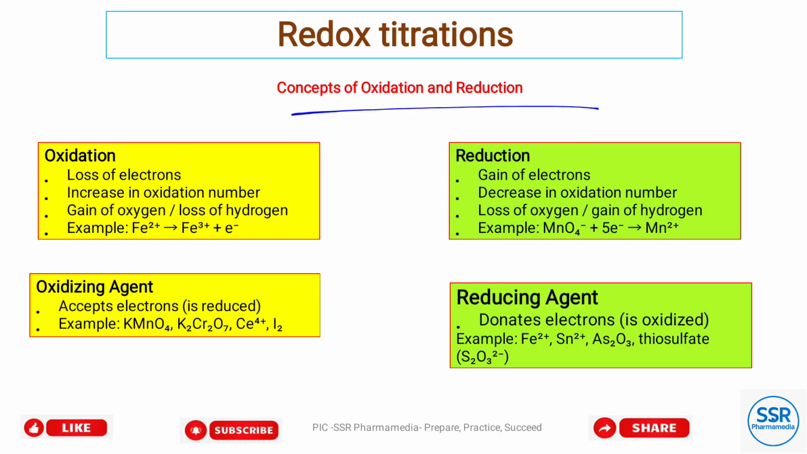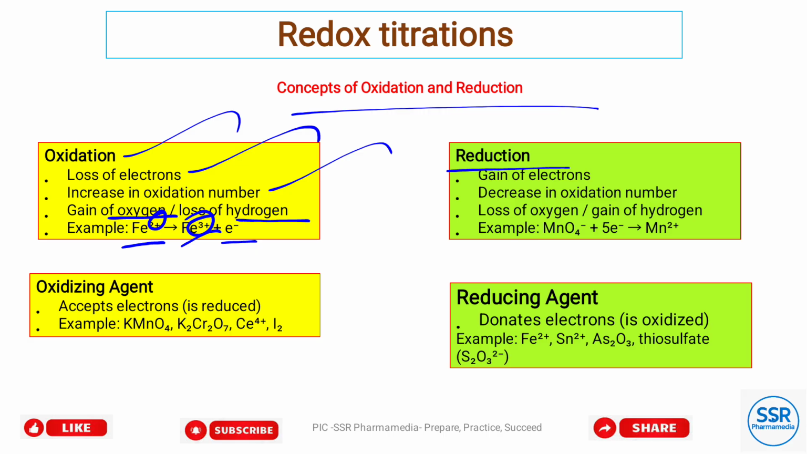So, the concept of oxidation and reduction. What is oxidation? Oxidation means a loss of electrons. Due to an oxidation reaction, there is an increase in oxidation number, a gain of oxygen and a loss of hydrogen. For example, the ferrous ion gets oxidized and converted into the ferric ion, so the oxidation number increases and a loss of electrons takes place.